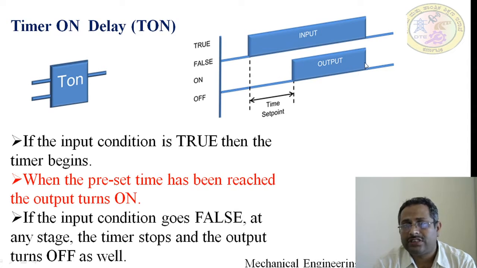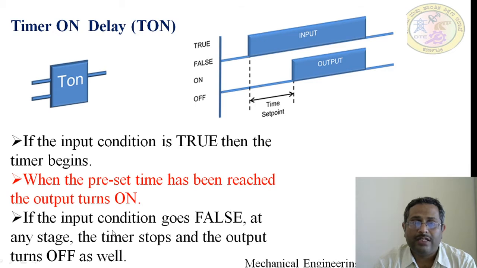That is the output. See here, if the input condition is true, then the timer begins. This is most important. In timer on delay, the timer begins counting only when the input condition is true, and when the preset time has been reached, the output turns on. If the input condition goes false at any stage, the timer stops and the output turns off as well. In between, if the condition goes false at any stage, the timer stops and the output turns off as well.